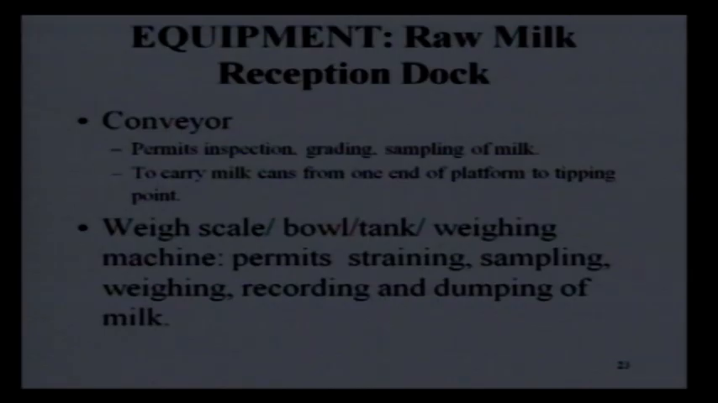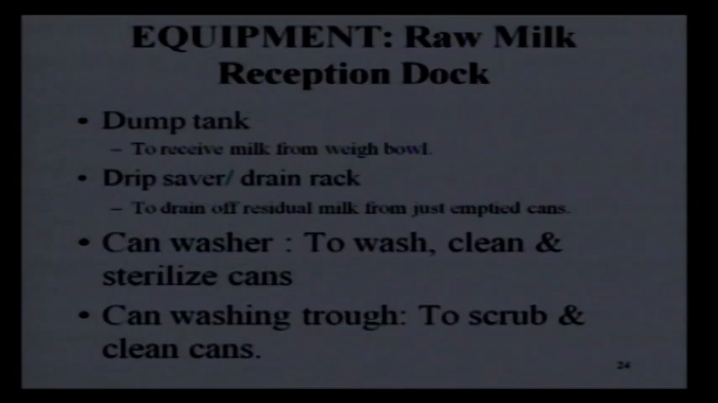Then there is a weigh scale, bowl tank, weighing machine. What does it allow? It allows straining, sampling, weighing, recording and dumping of milk. These are the things which a weigh scale can do. Then we have a dump tank. After the weigh scale, the milk is dumped from the weigh bowl into the dump tank. Simultaneously there is a drip saver or drain rack, so that the residue milk we are able to collect it and use it.